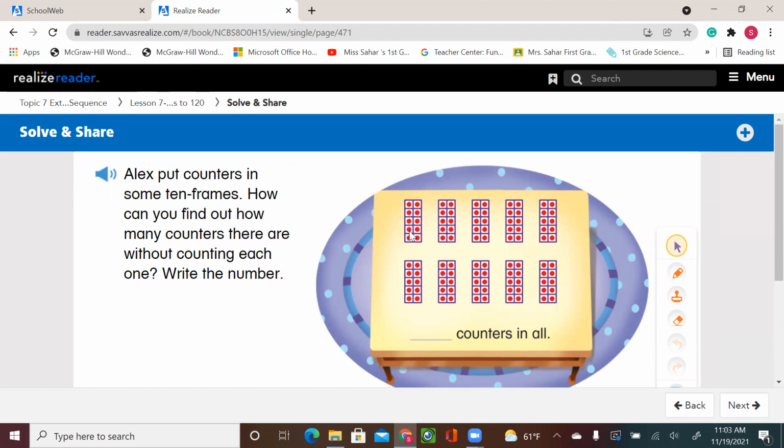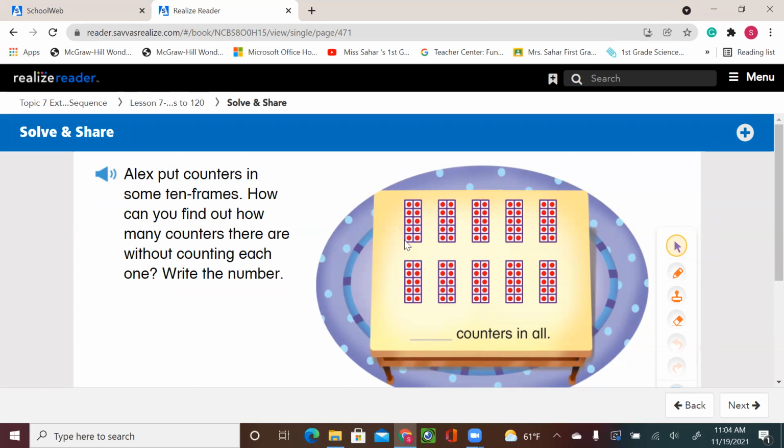So that means I have 1, 2, 3, 4, 5, 6, 7, 8, 9, 10. That means 10. Skip counting by 10: 20, 30, 40, 50, 60, 70, 80, 90, 100. And how do I know? Because, as I see, each 10 frame has 10 counters inside, so they all have a complete 10 counters inside.